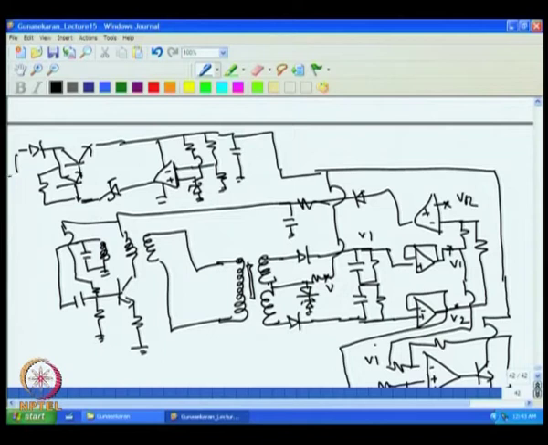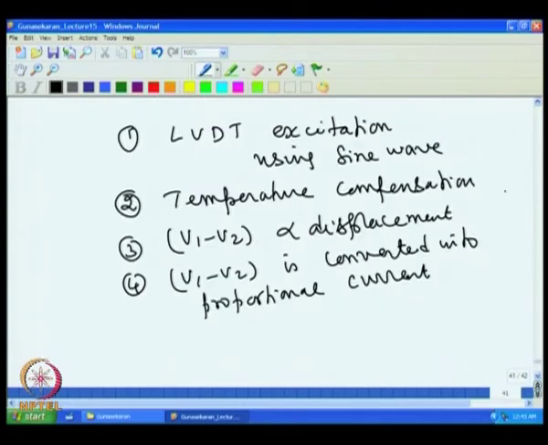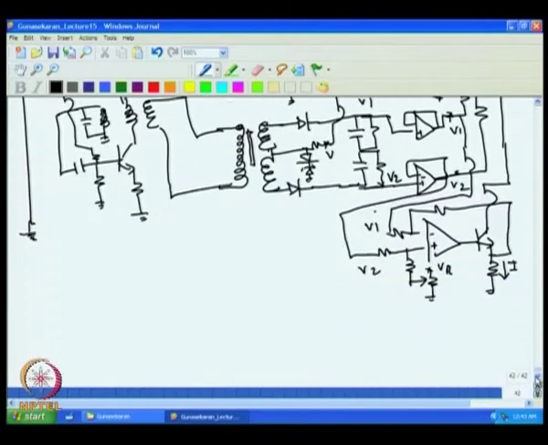So, you will have the input connected here and the output to the ground. Eventually this gives you a fixed regulated voltage of 8 volt, and the entire circuit works on 8 volt, and then the amplitude of the LVDT is stabilized such that V1 plus V2, that you have the V2 here at this point, V1 plus V2 is kept constant, and then V1 minus V2 gives you the displacement. So, that gives you the full circuit of this.